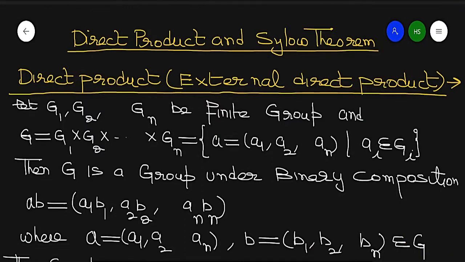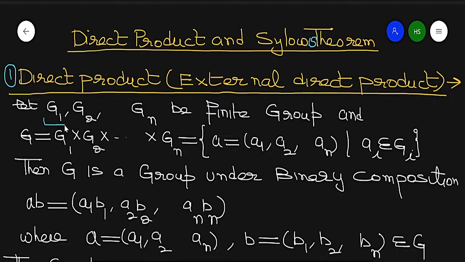Today we are going to start the next topic, direct product and Sylow's theorems. So this is again a very important topic. First, what is the direct product? There are two kinds of direct product: one is external and the second is internal. Here in this definition, we are discussing the external direct product.